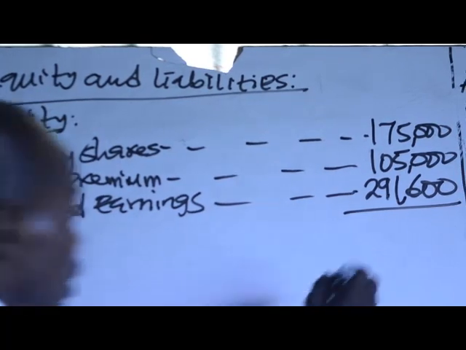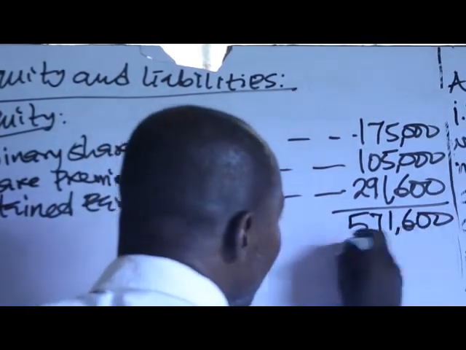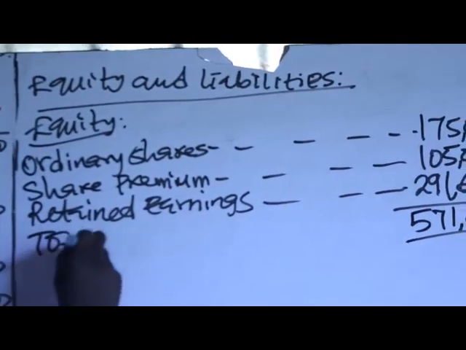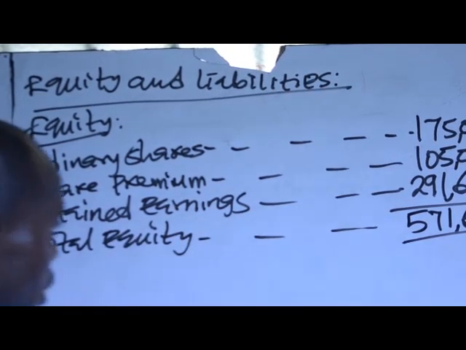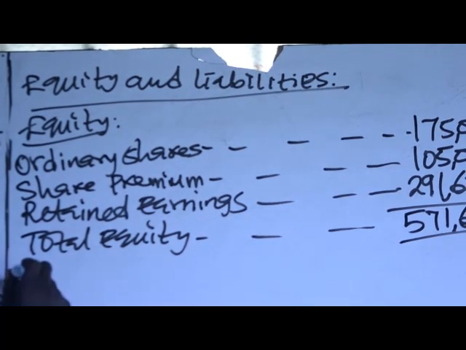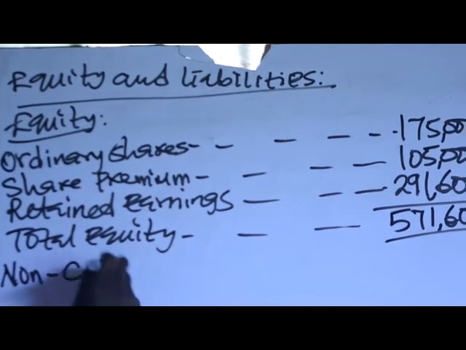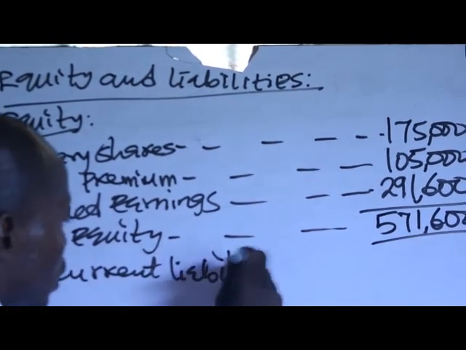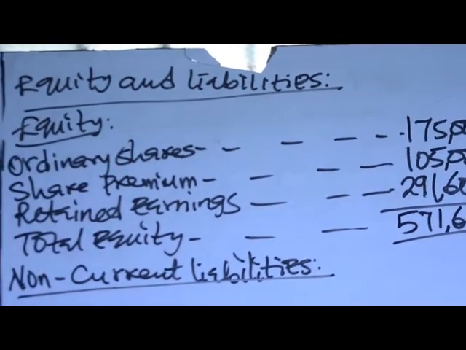You have the total equity to be 571,600. That is our total equity. After total equity, the next item should be our non-current liabilities. So back to the trial balance.